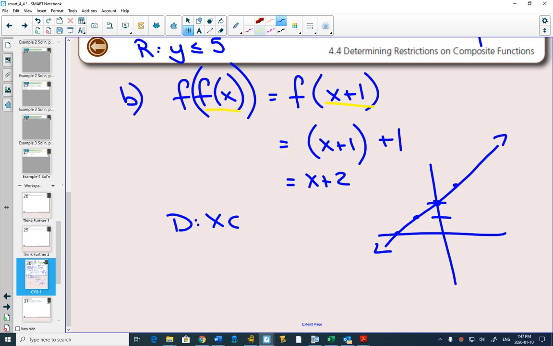Domain, everything. Range, everything. So if we can use composition of functions to find the new explicit equation, it will be easy to graph and easy to find the new domain and range. So we'll always go to algebra first for these ones to solve them. Okay, try question number 4.